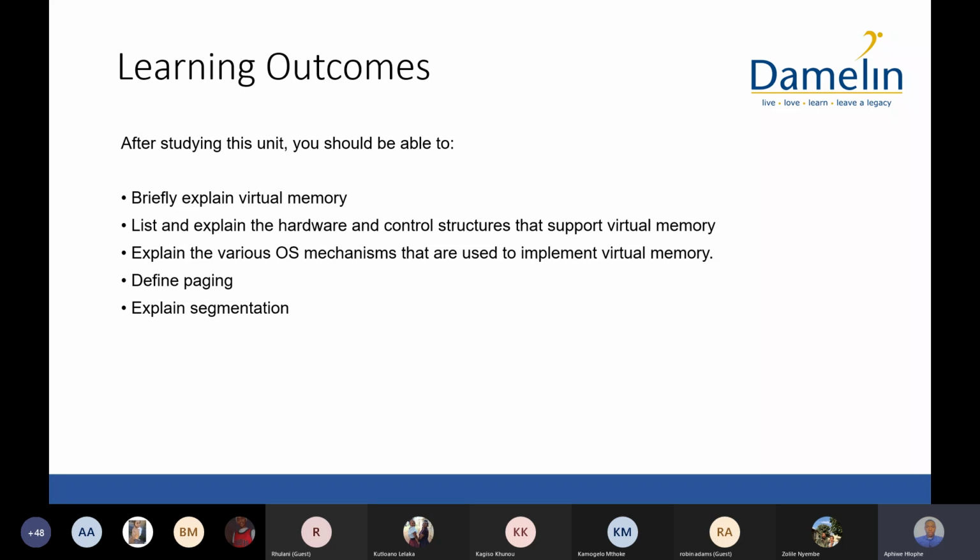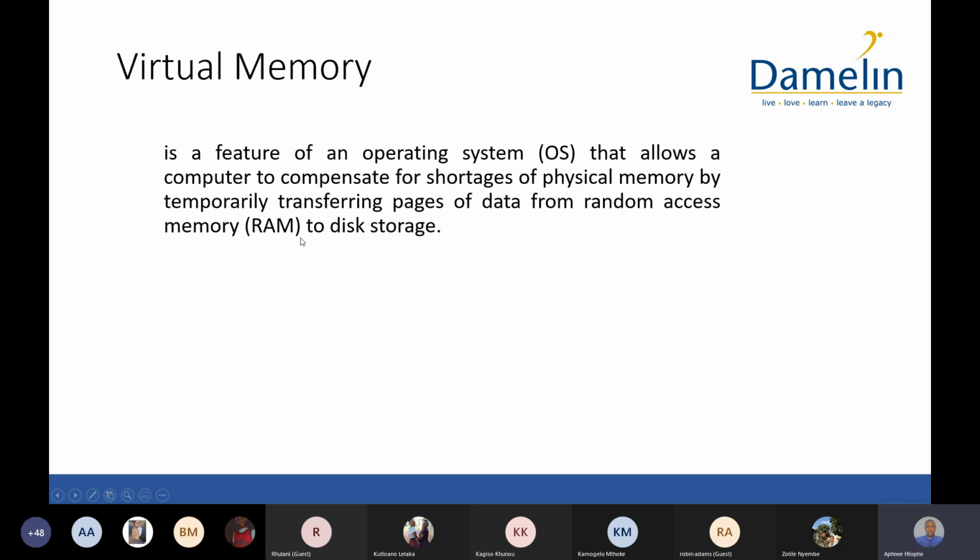Okay, so these are the learning outcomes we covered. So what is then virtual memory? Virtual memory is a feature of an operating system that allows a computer to compensate for shortages of physical memory by temporarily transferring pages of data from random access memory to disk. Okay, so it's a feature of the operating system. And obviously, this falls under the concept of memory management.